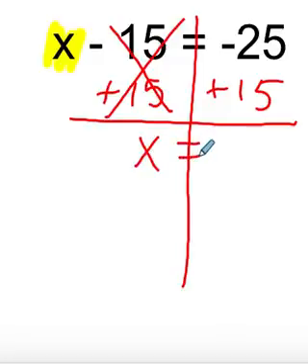Now I have to be careful here. I have negatives or integers. A negative 25 plus a 15. I know that those two numbers are not on the same team, so I actually have to subtract 25 and 15, which is 10. And I have more negative, since the absolute value of 25 is bigger, so my answer should also be negative. So my answer is x equals negative 10.